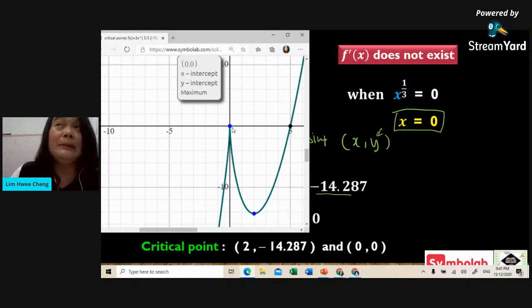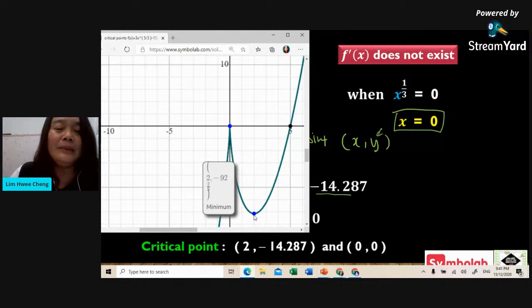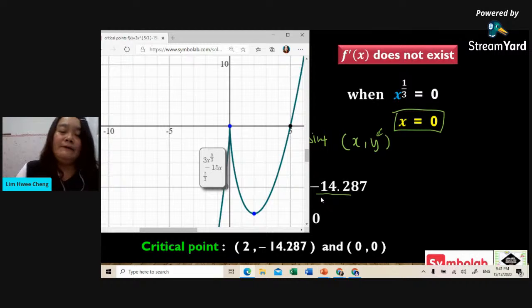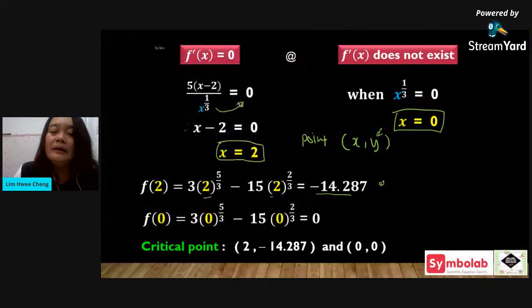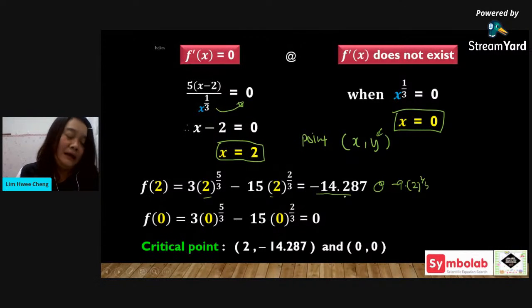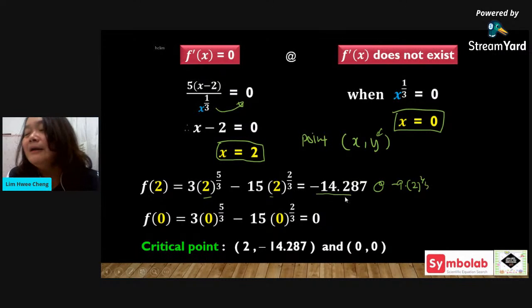Ini adalah kalau you nak proceed with the nature, so dia boleh dapat maximum. Ini adalah minimum. Okay, negative 9 multiply 2 power of 2/3. So, they are equivalent to negative 14.287. Okay, dia bagi negative 9 multiply with 2 power of 2/3. So, dia adalah equivalent. So, nampak ke? Very easy. Okay, you can easily know.